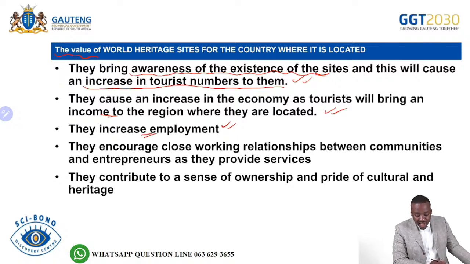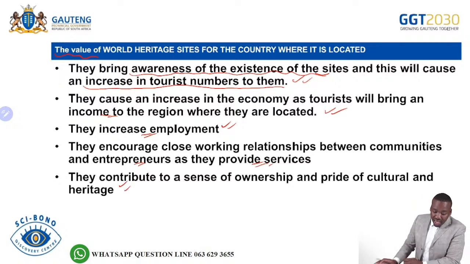Then remember that the entrepreneurs again need to provide services to the tourists. So when we have the World Heritage Site, we are saying they encourage close working relationships between communities and entrepreneurs as they provide services. And then the last benefit or value of a World Heritage Site for the country where they are located is that they contribute to a sense of ownership and pride of cultural heritage.